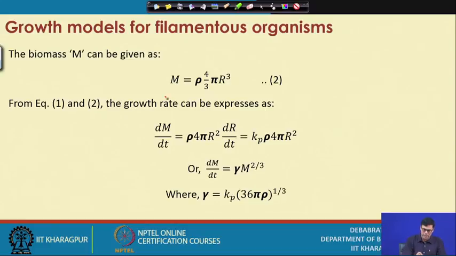Then we can write that m is coming in this form. Now, if we differentiate m, we will get this equation, and this I have already explained.